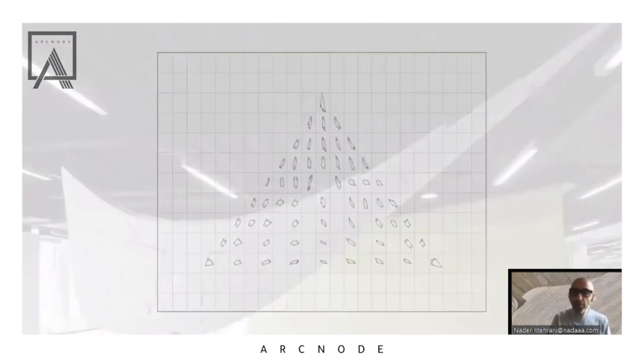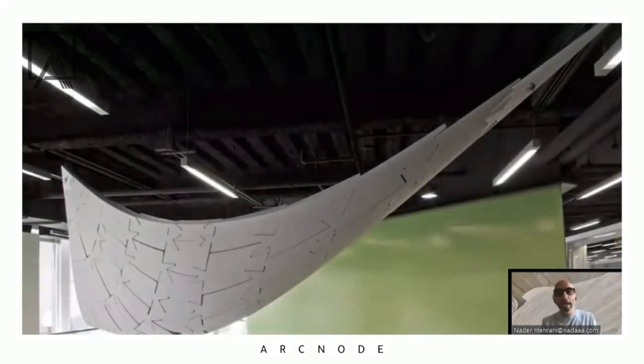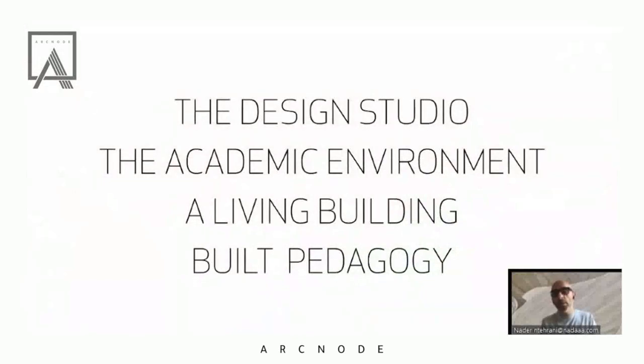And these explorations that we're doing as pieces of research have a direct relationship with the buildings that we're doing. In this case, the Melbourne School of Design has a larger and vaster set of missions. What is the design studio of the future? What is the academic environment in the era of interdisciplinarity? What is a living building when you're trying to make ecology and ecological performance a priority? And what is a building for a school of architecture when you know it's a didactic instrument, when it's built pedagogy itself?